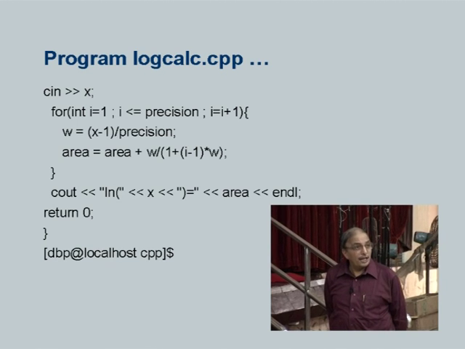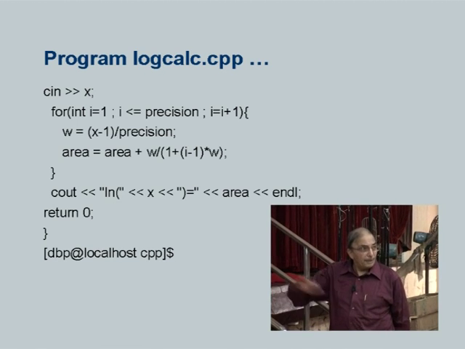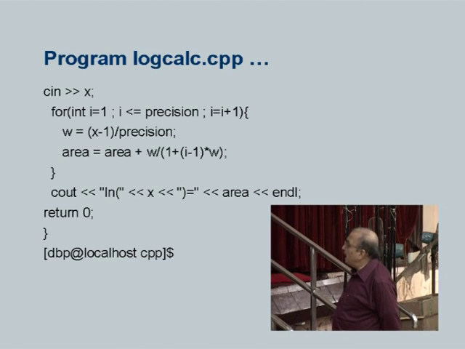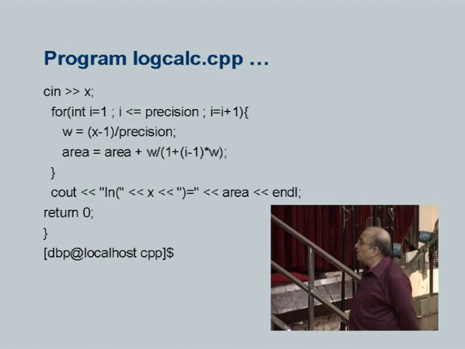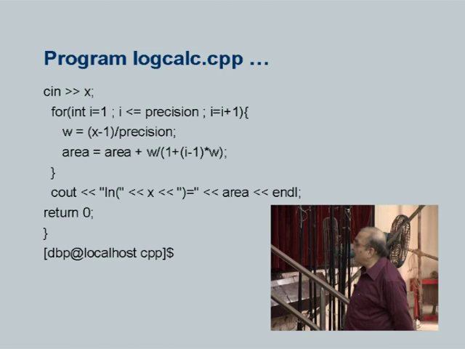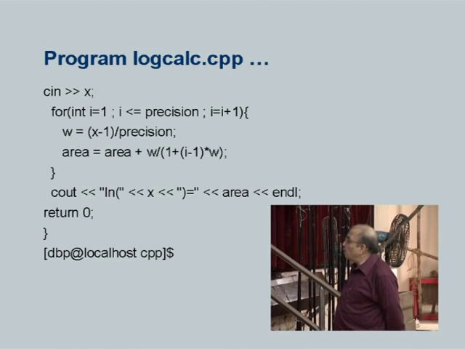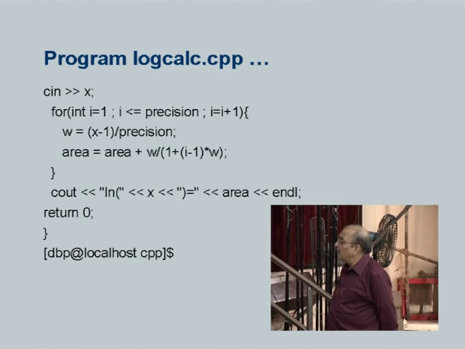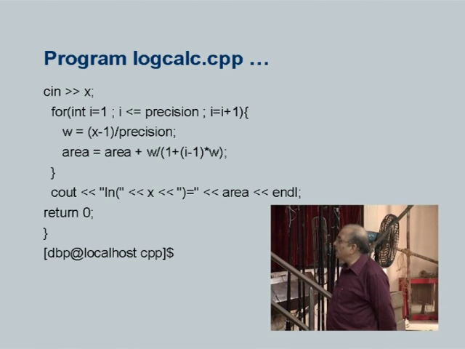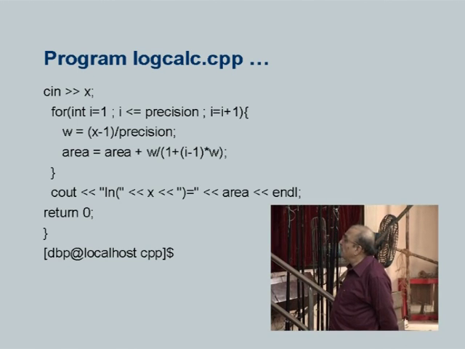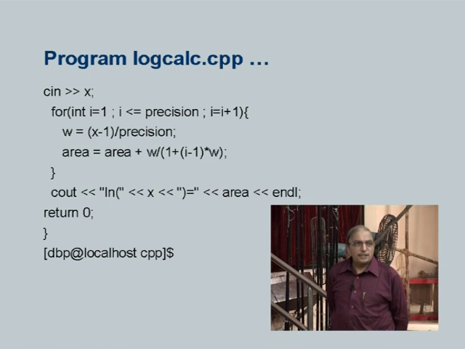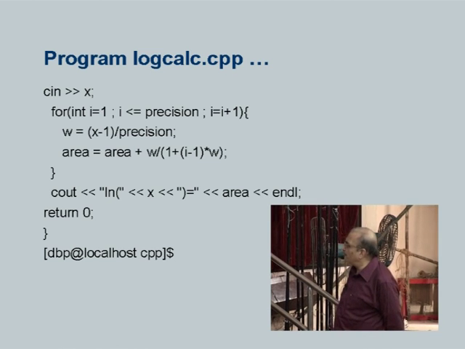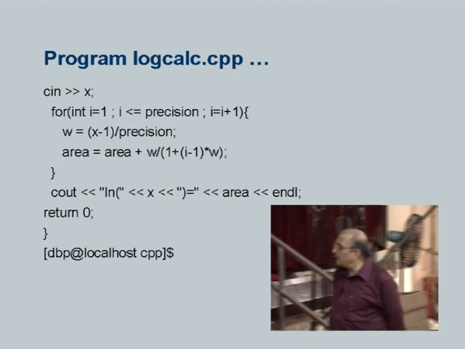Very complex. We shall actually examine this example in detail. And then it says cout, a string called ln(, followed by x, followed by a string called ) = , followed by area. This will actually print logarithm of so much is this much area. We shall see why area is being printed later. And then return 0, that ends it.